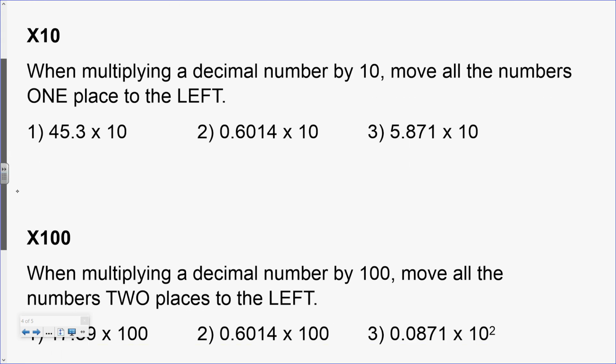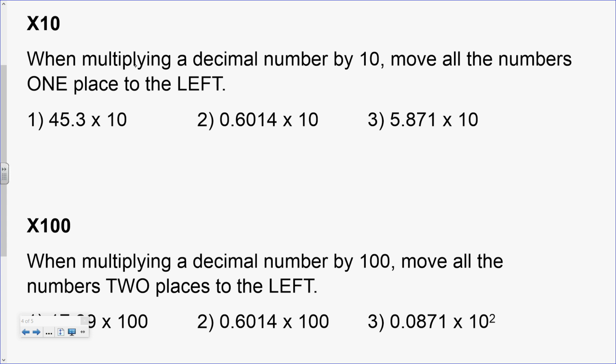Let's think about if we're timesing by 10 then. So when we multiply a decimal number by 10, we've seen that we moved all the numbers one place to the left. So if I multiply 45.3 by 10, I get 453.